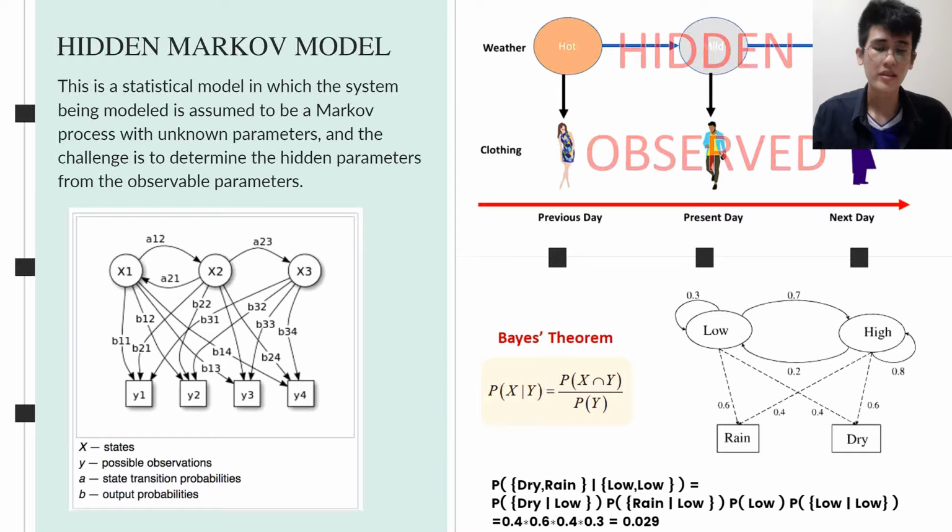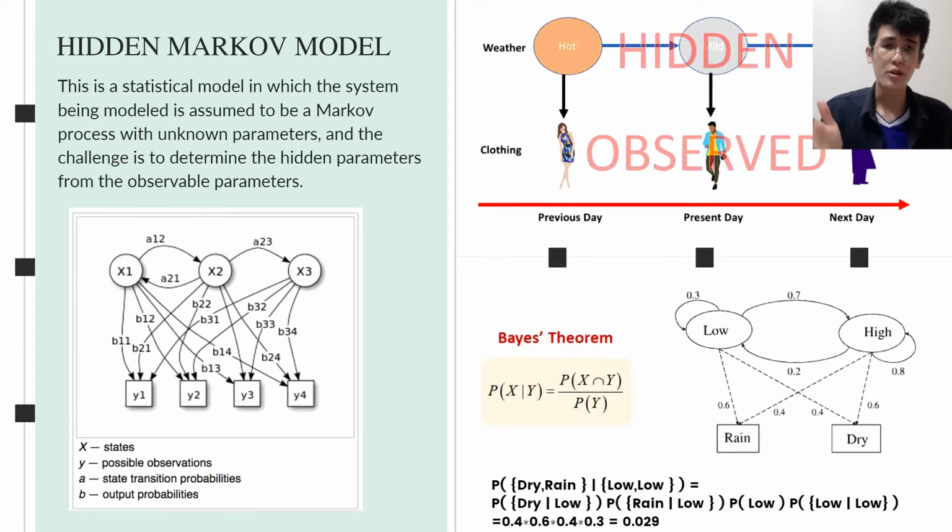So like I said just now, it is a statistical model in which the system being modeled is assumed to be a Markov process with unknown parameters. And the challenge is to determine the hidden parameters from the observable parameters. Meaning, you determine the future based on what you see. Because the outcome you cannot determine, so you have to use what you can see to determine the outcome.